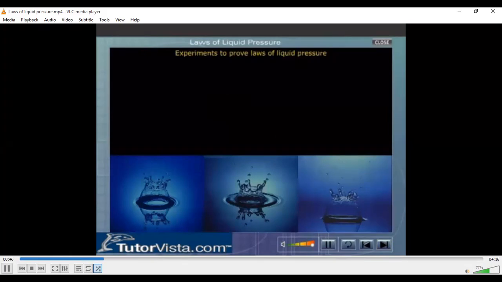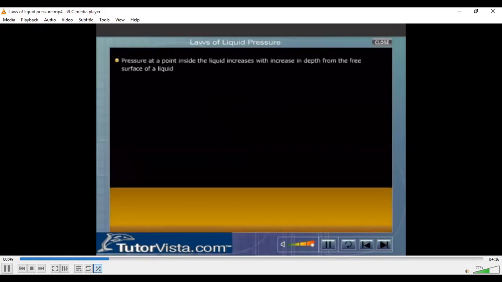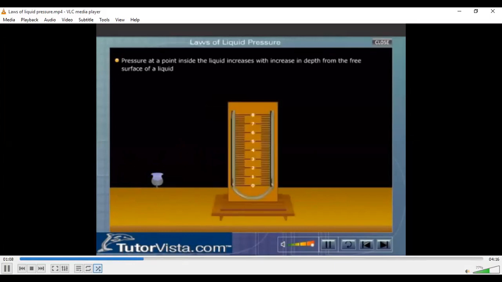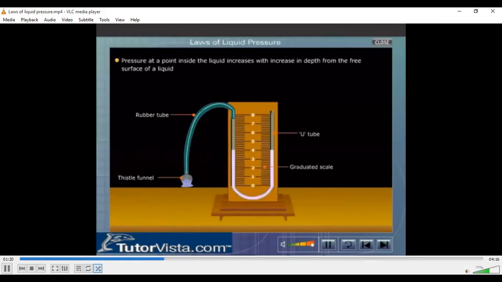Experiments to prove laws of liquid pressure. To prove that pressure at a point inside the liquid increases with increase in depth from the free surface of the liquid, take a thin sheet of rubber from a rubber balloon. Stretch it over the mouth of the thistle funnel having a short stem. Connect the thistle funnel by means of a rubber tube to a U-tube mounted on a vertical wooden board provided with a graduated scale. Fill the U-tube with a colored liquid. We observe that level of the colored liquid is the same in both the limbs of the U-tube.